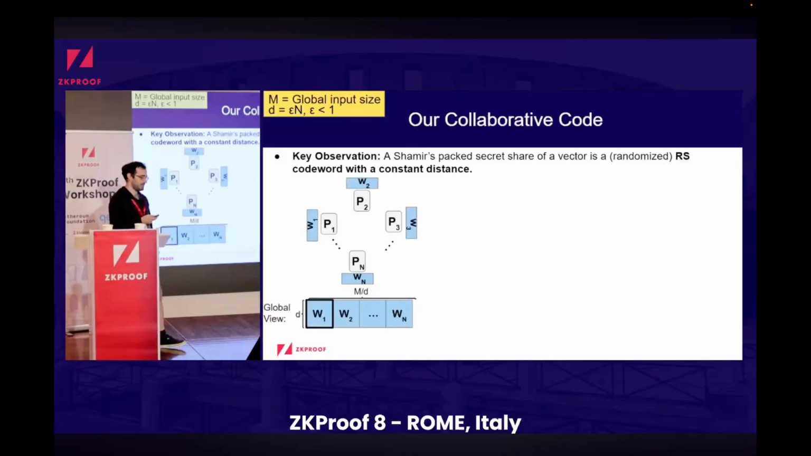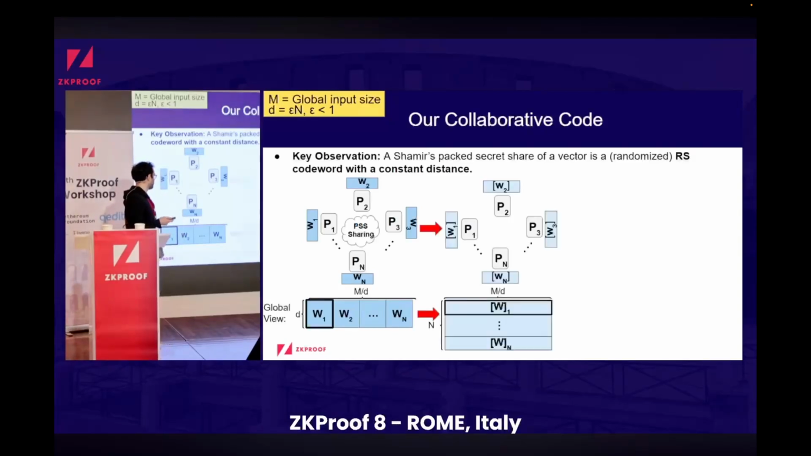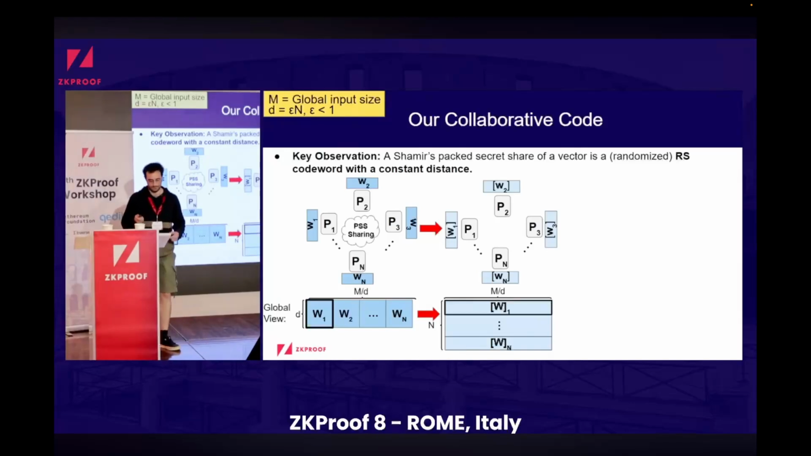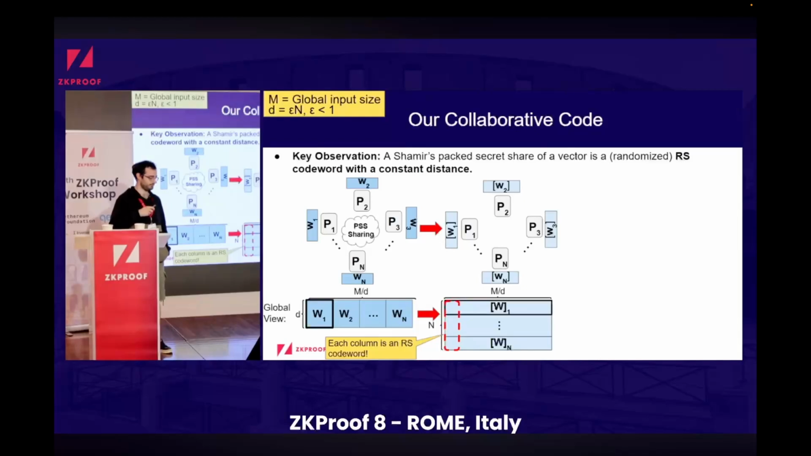Initially, we have the same setting where each party has its own part of the input, and beneath we have the global view of each party. Now, as in the generic approach, all parties secret share their inputs using Shamir's packed secret sharing scheme. And now, in the global view, what we have is actually a codeword, which is an interleaved code where each column is a Reed-Solomon codeword of size n. Unfortunately, this codeword has very small distance, which is in fact non-constant.